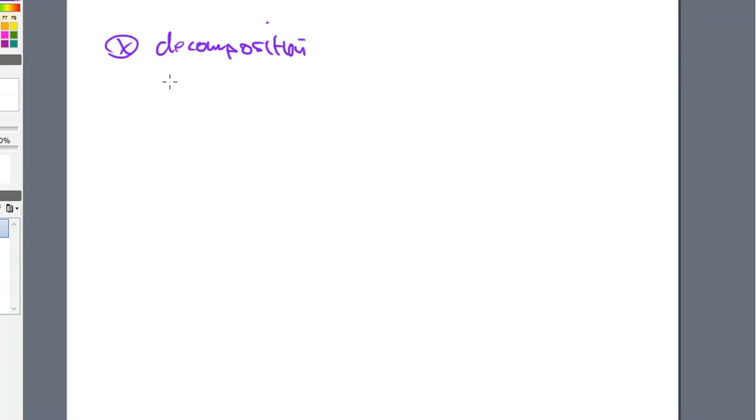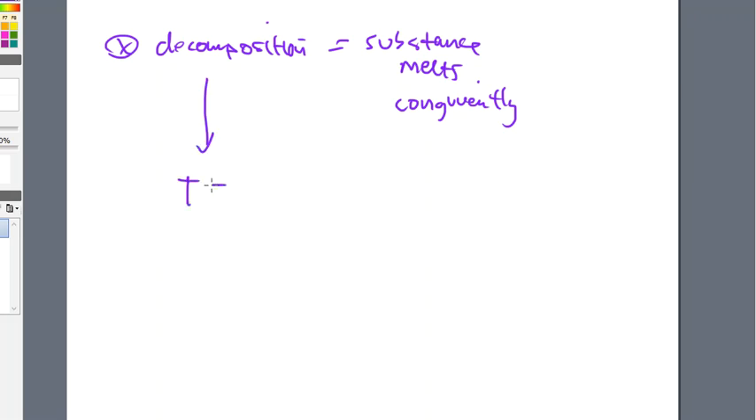All right, so no decomposition. We say that the substance melts congruently. That's what that represents. All right. So if there's no decomposition, the substance melts congruently. In other words, melts normal. And what happens here is that if we record a temperature, we always record the end temperature of which that process takes place. The end temperature is always recorded.